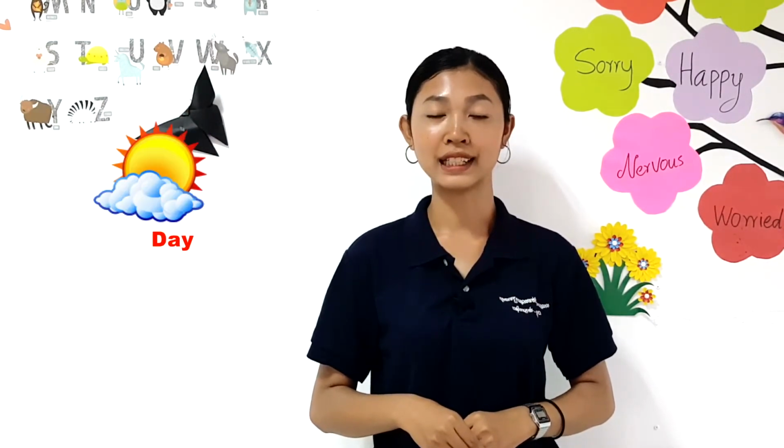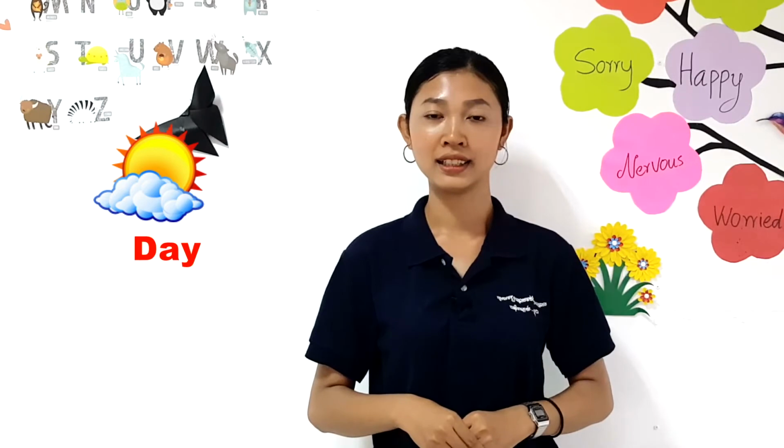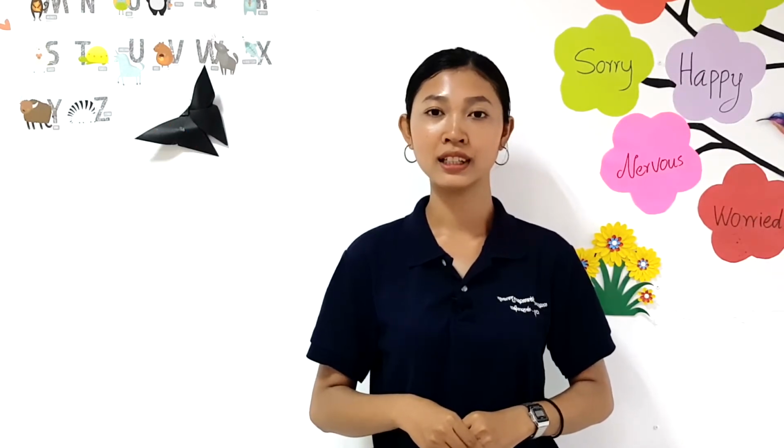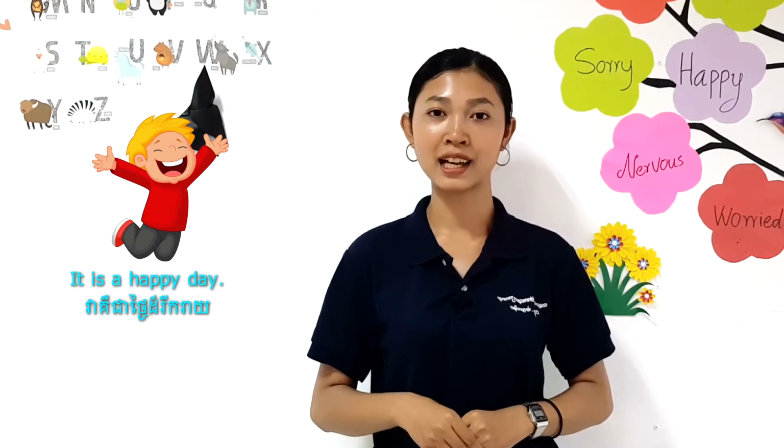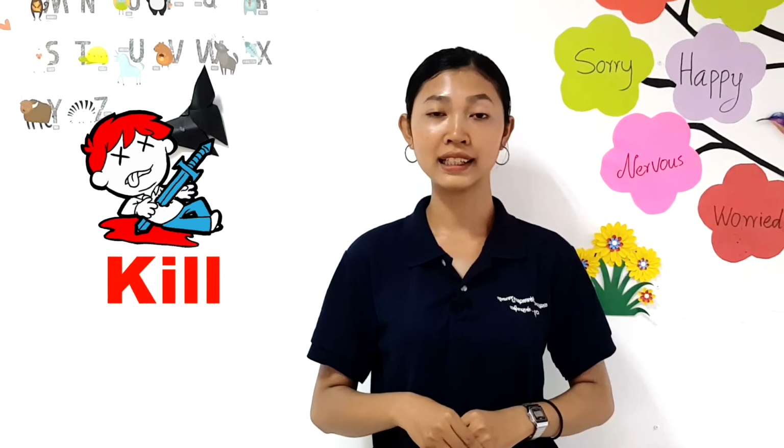Fourth word is day. Day. Spell D-A-Y. Day. For example, it is a happy day. Fifth word is kill. Kill.